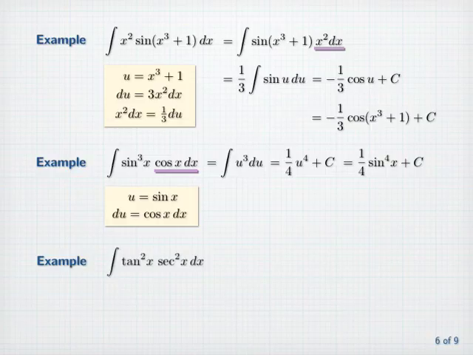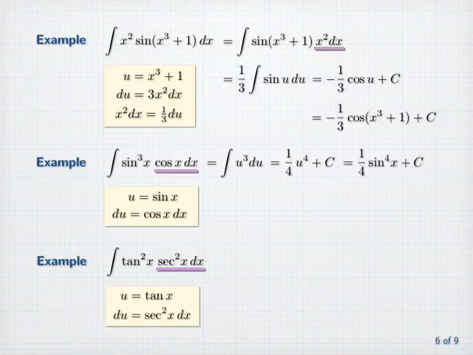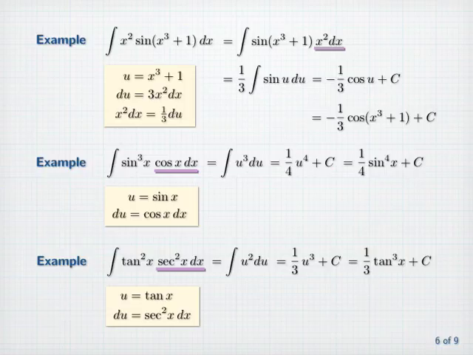Example. The integral of tangent squared x times secant squared x dx. Let's recall that secant squared x is the derivative of tangent x. So we want to substitute u equals tangent x here, which gives us du equal to secant squared x dx. And so we have the integral of u squared du upon making our substitution. So we get 1/3 of u cubed plus c, and since u is tangent x, this becomes 1/3 of tangent cubed x plus c.